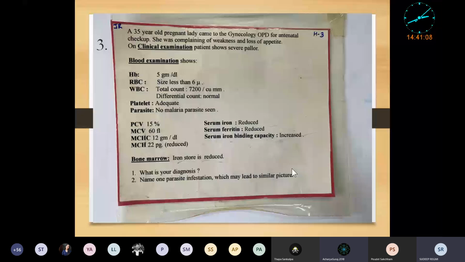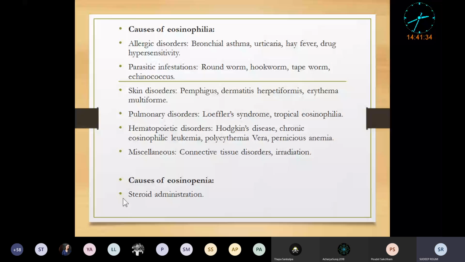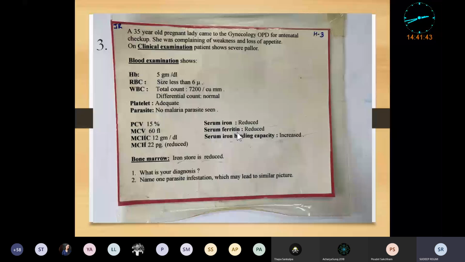Allergic conditions, asthma, hypersensitivity disorder, hay fever, and other conditions. One important I had told, connective tissue disorders. And you can see here what are the causes of eosinophilia. You should know this: steroid administration. And don't forget Hodgkin's lymphoma. Okay, thank you. Now let's go with the third one.